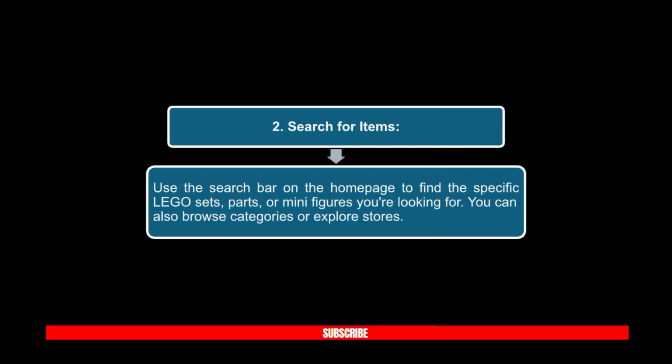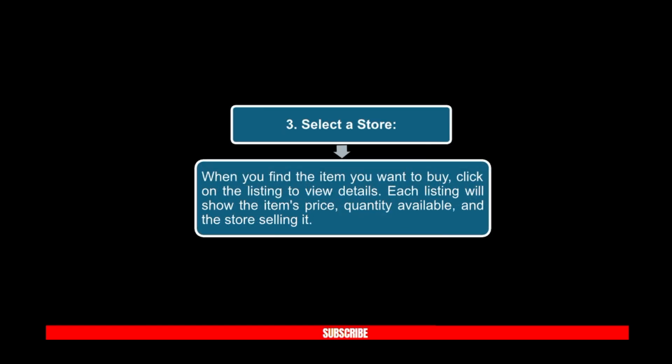Then search for an item. Use the search bar on the home page to find the specific Lego sets, parts or minifigures you are looking for. You can also browse categories or explore stores. Then select the store. When you find the item you want to buy, click on the listing to view details. Each listing will show the item's price, quantity available, and the store selling it.